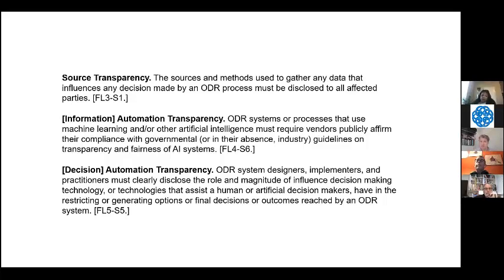Automation transparency, decision automation. When we're looking at the e-commerce side of the house and we're looking at filtering based processes, where we say, okay, here's my event, eBay, I got the wrong product, there's really only four bins I can actually go into. How do I actually track that ability to see which bin I go into? That issue of automating, here we are saying the ODR system designers, implementers, practitioners must clearly disclose the role, magnitude and influence of decision-making technology or technologies assisting human or artificial decision makers, restricting or generating options or final decisions or outcomes reached by an ODR system.